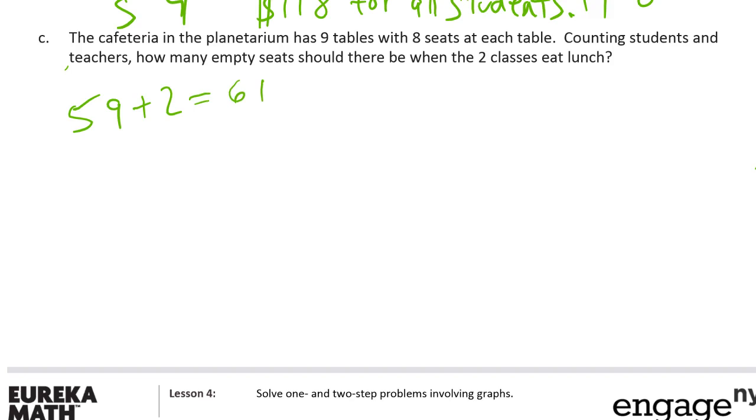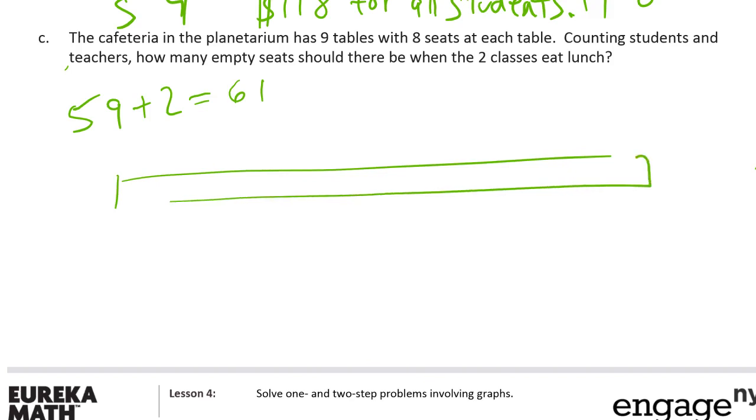And since we have 9 tables with 8 at each table, we could draw some tables and do that. Or we could write 8, 8, 8, 8, 8, 8. So we're counting by 8s. We want to stop before we get to 60. We're going to have 9 8s, right? 1, 2, 3, 4, 5, 6, 7, 8, 9. So those are all the tables. 9 tables with 8 at each table.